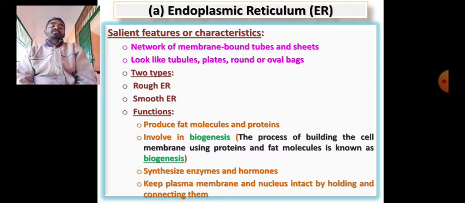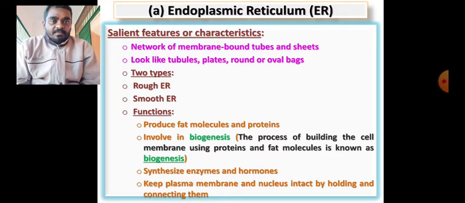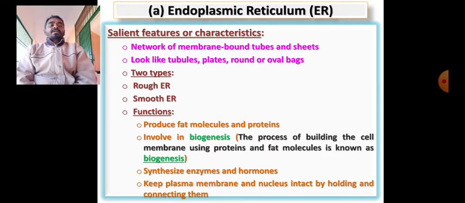Why are they divided into two types? On the surface of the rough endoplasmic reticulum there are protein-synthesizing ribosomes present. But the same ribosomes are absent in the smooth endoplasmic reticulum. That is why there are two different types, rough and smooth. What are the basic functions? Rough contains ribosomes. Ribosomes go for producing proteins.